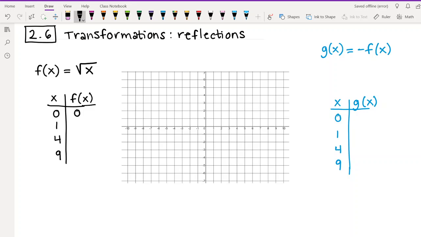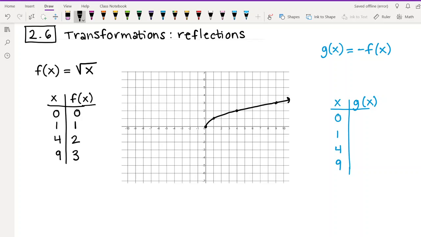Okay, so we're filling out this table first just for the square root of x. So square root of 0 is 0, square root of 1 is 1, square root of 4 is 2, and square root of 9 is 3. So I'm just going to go ahead and plot those points. We have the point (0, 0), the point (1, 1), the point (4, 2), and the point (9, 3). And if you remember, a square root graph basically looks like half of a sideways parabola.